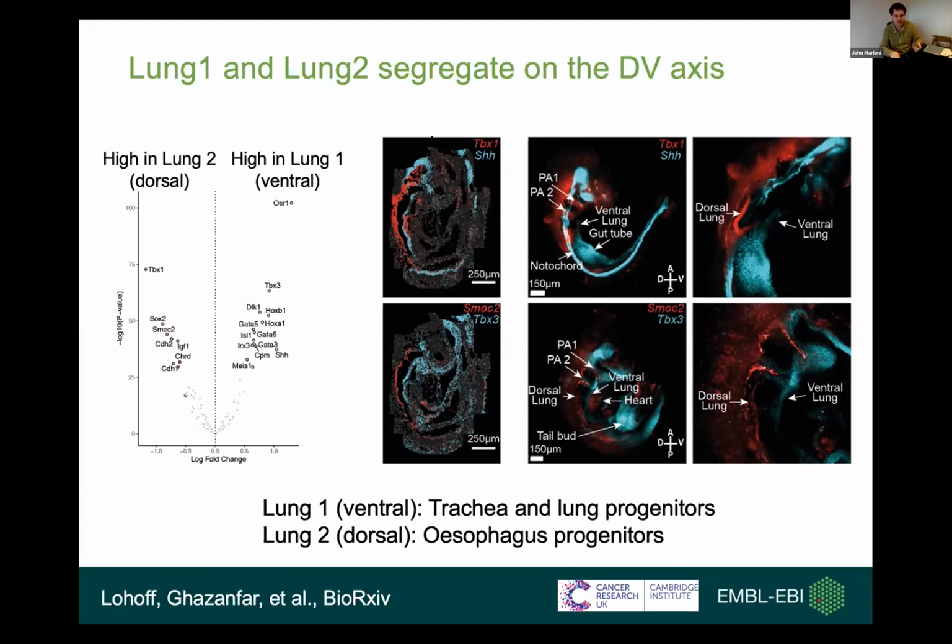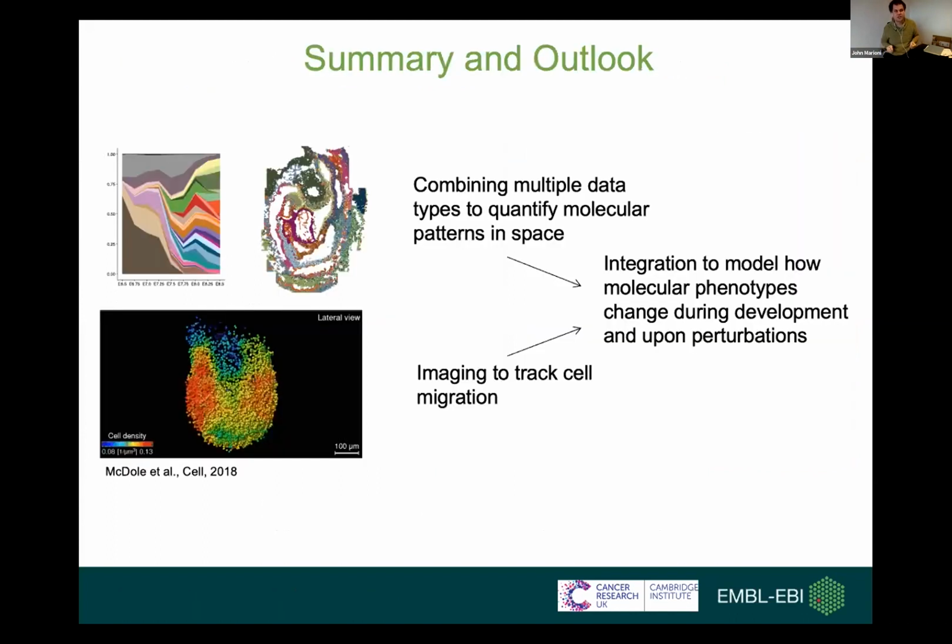So in terms of what I see as the outlook, so prefacing Fabian's question before I even get a chance to answer it, I think we've shown how you can combine multiple different data types to quantify molecular patterns in space.